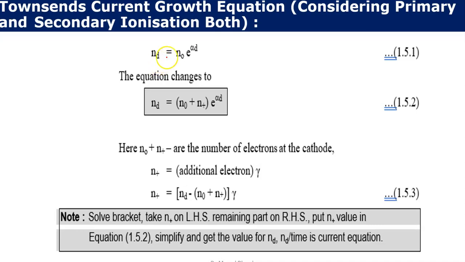So that is Nd equal to N0 e raised to alpha d, with the number of electrons. Now here, this is the equation which we derived earlier. Here we will not say N0, but we will say the initiating electrons are not N0 but N0 plus N plus. Because here the initial electrons N0 are due to radiation, and N plus are due to the positive ion impact on the cathode surface.